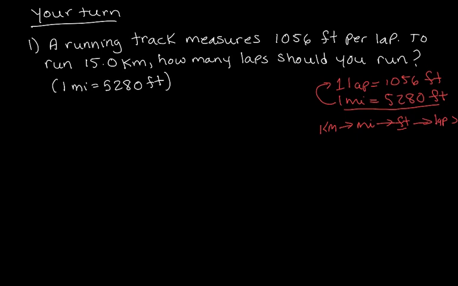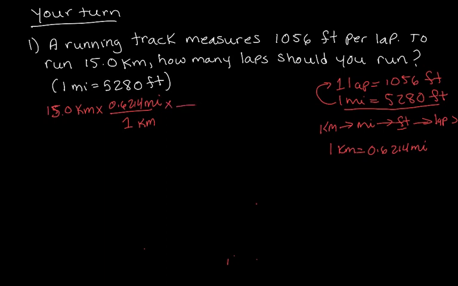So let's go ahead and do that. We always start with what we're given, which is 15 kilometers. And we say, okay, we look up in our table that 1 kilometer is equal to 0.6214 miles. And so, since kilometers is on the top, kilometers is going to go on the bottom, and miles is going to go on the top. So we have 1 kilometer is 0.6214 miles. But we don't want to stop there because we don't want how many miles you need to run. We want how many laps.